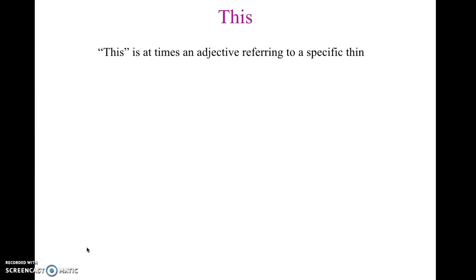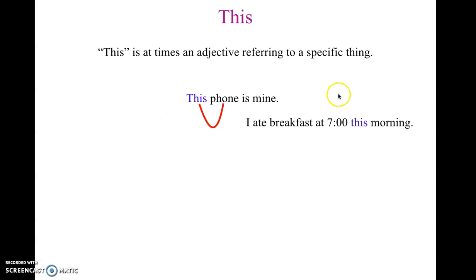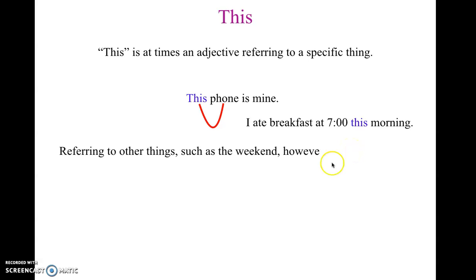This is at times an adjective referring to a specific thing. This phone is mine. Whose phone? My phone. I ate breakfast at 7 o'clock this morning. What morning? This morning. Referring to other things, such as the weekend, however, can be confusing. You must look at the context, both the sentence and the situation where you're speaking.